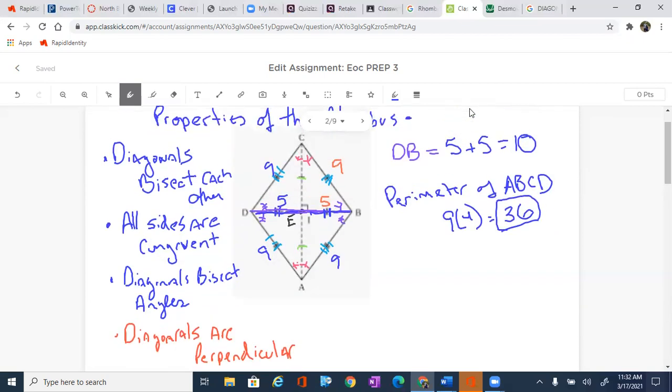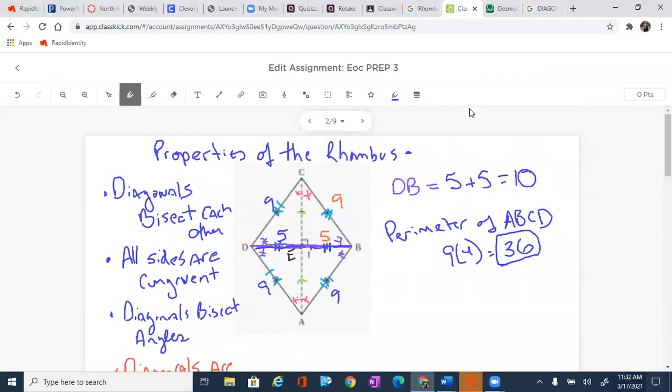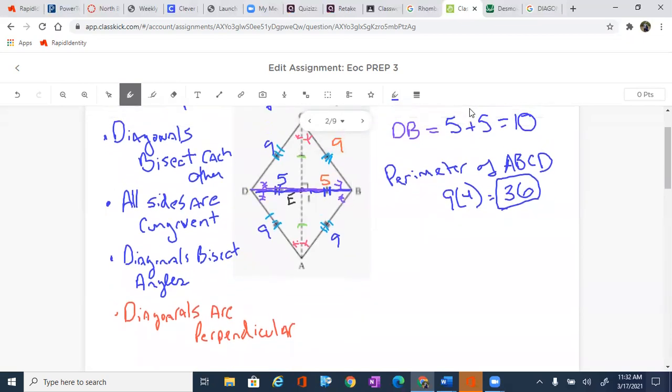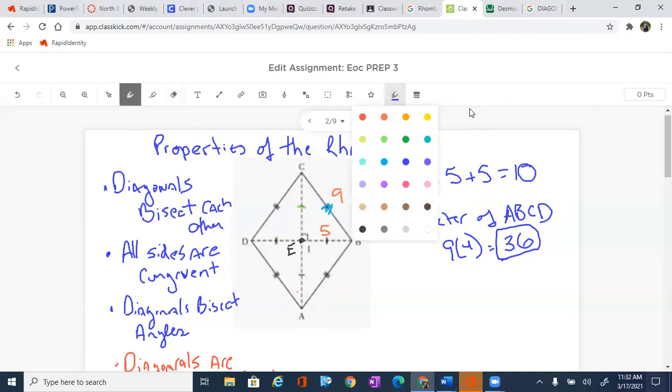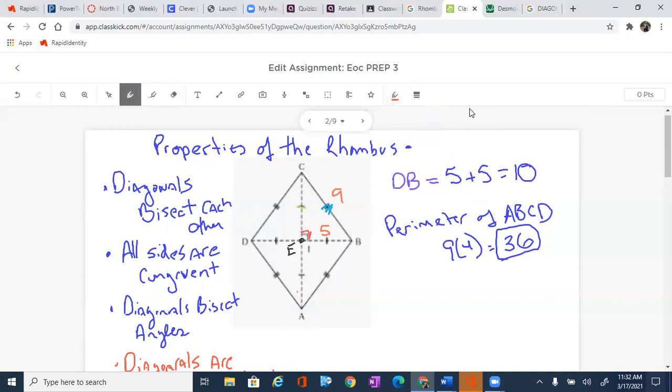Now we do get into a little bit more complicated problems. One of the properties is that diagonals are perpendicular to each other. So let me go ahead and erase some of this that's on here currently. I want to identify that one piece right there, that diagonals are in fact perpendicular to each other on a rhombus, which means that they form a 90-degree angle. And what that does is it creates a special situation where we have 4 right triangles that are set up, and those 4 right triangles are congruent to each other.